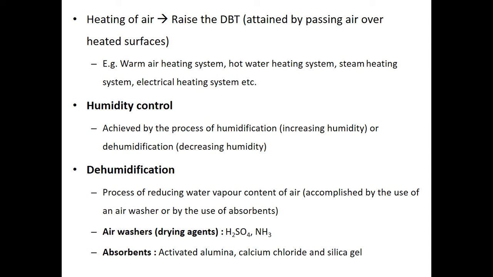So there are two processes, which means the humidity control can be achieved either by humidification, which means increasing the humidity, or decreasing the humidity, or dehumidification. So dehumidification means the process of reducing the water vapor content of air. You are reducing the water vapor content. So how can you accomplish this?